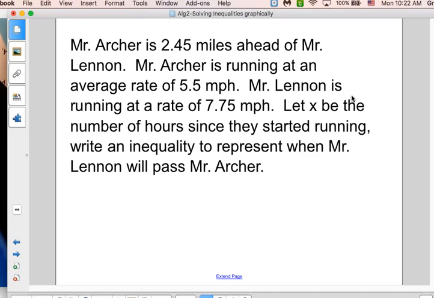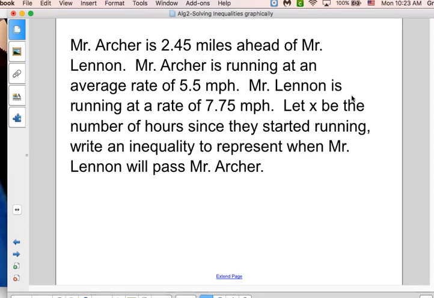Let X be the number of hours since they started running. Write an inequality to represent when Mr. Lennon will pass Mr. Archer. So we have two people racing, and they both have rates. What rate is Archer running at? 5.5. What rate is Lennon running at?